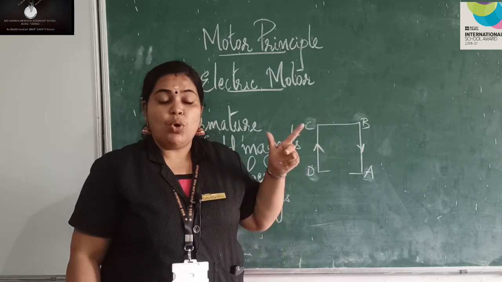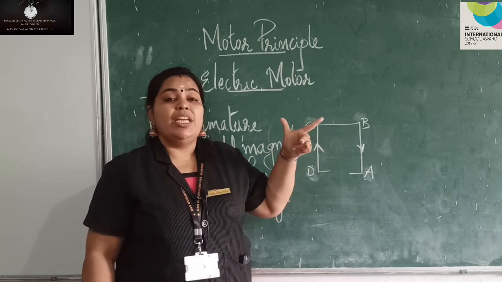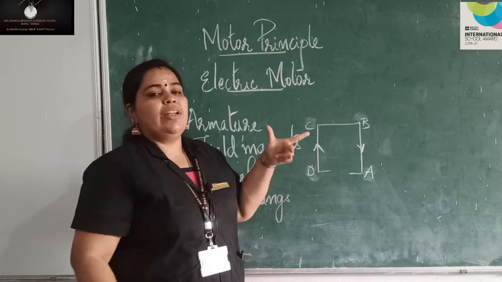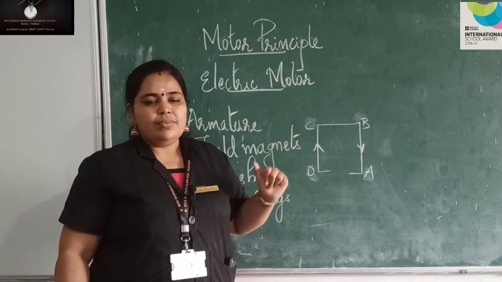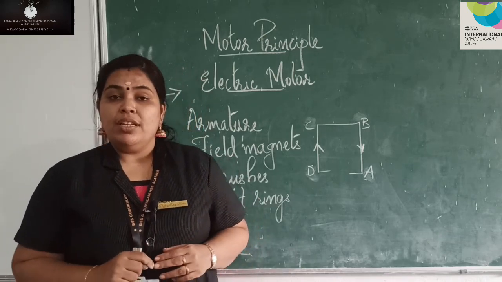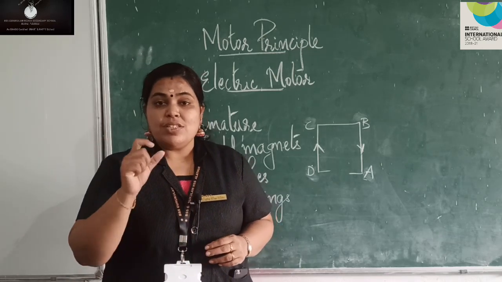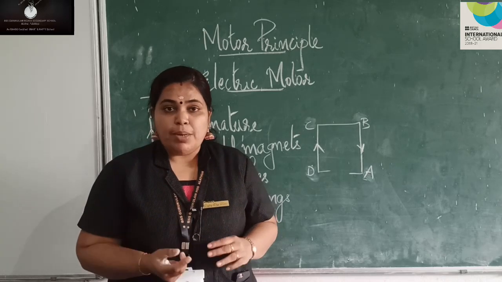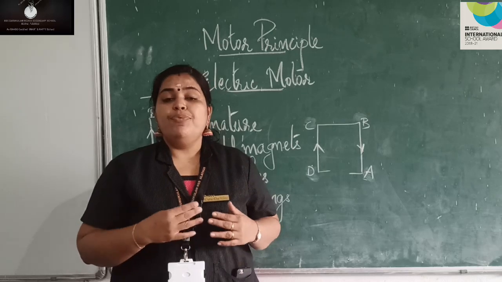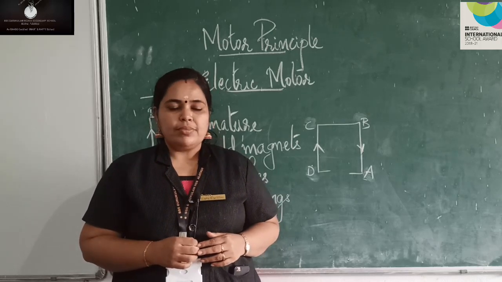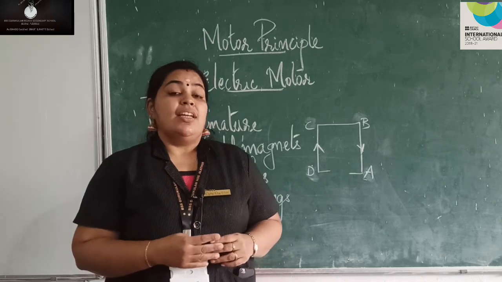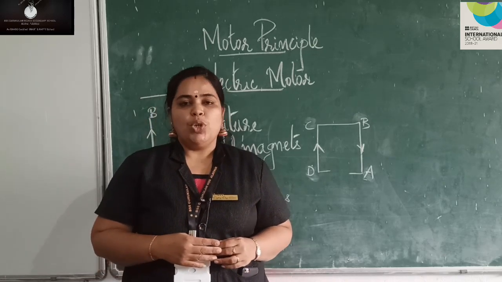Okay, how do you have to hold your fingers? In 3 mutually perpendicular directions. Okay, 3 mutually perpendicular directions you have to hold. Okay, now tell me, what is the function of a split ring commutator? Split ring commutator helps to change the direction of current during every half rotation.